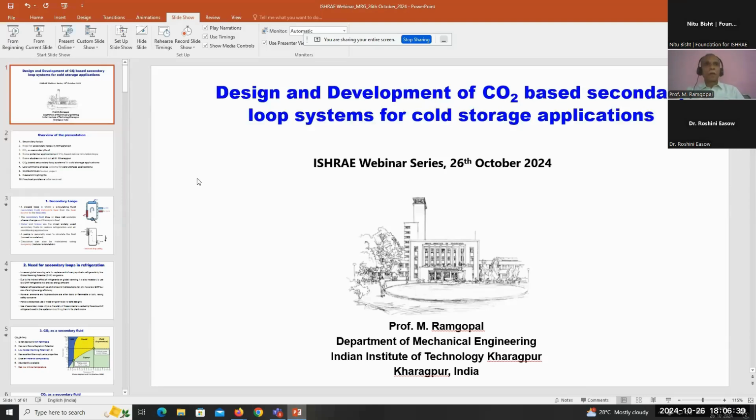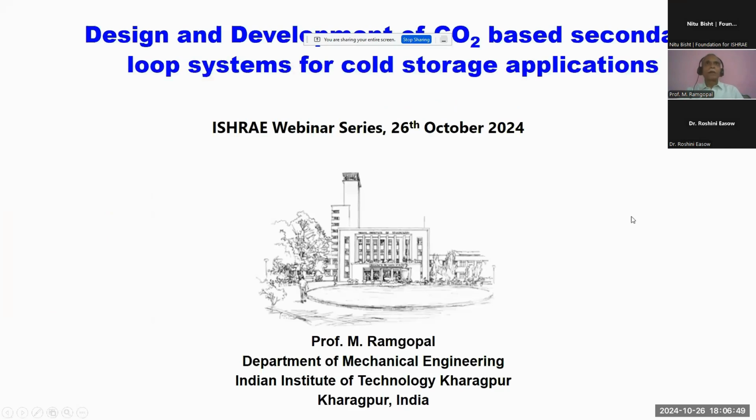As Madam informed, I'm Ramgopal, from the Department of Mechanical Engineering, IIT Kharagpur. Today, I'll be speaking about design and development of CO2-based secondary loop systems for cold storage applications. This work was carried out under a sponsored project funded jointly by ISHRAE and SCRB TST.